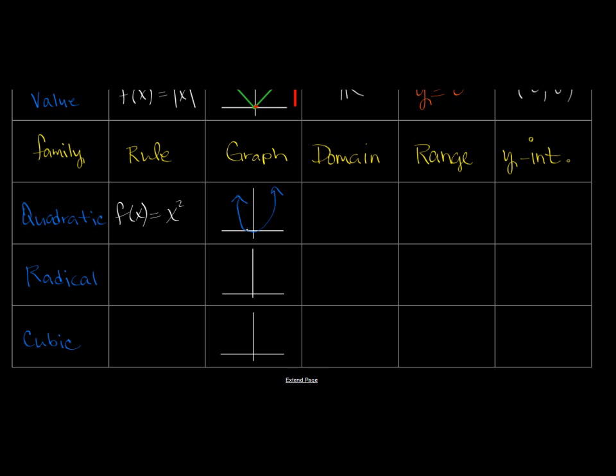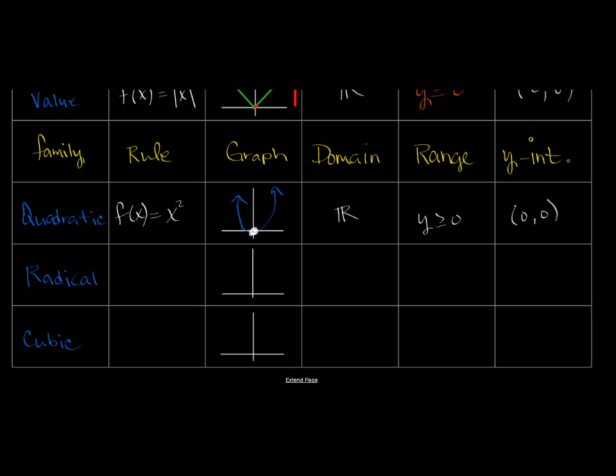The x's will eventually go out forever and ever and ever. So I can still say all real numbers for the domain. Now the range, this works just like in the absolute value function. The bottom of this parabola, which is known as the vertex, that is the lowest that this shape can get, which means that y also has to be greater than or equal to 0 for this function. And you'll also notice that it hits the y-axis at 0, 0, so that's going to be our y-intercept as well.